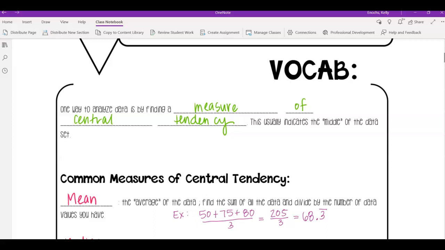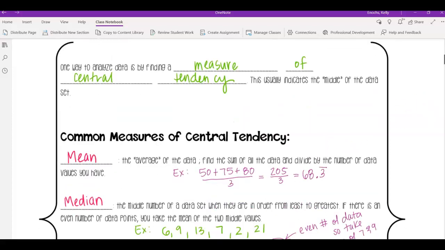The mean is the average. So to find the average, you're going to add all of your data together and divide by the total number of data values you have. So you can see in our example here, I have 3 data values, add them all together, divide by 3, and that gives me my mean over here. When you find your test grades, for example, in our usual grading system, a lot of people would use the average to help them find the middle of those data numbers.